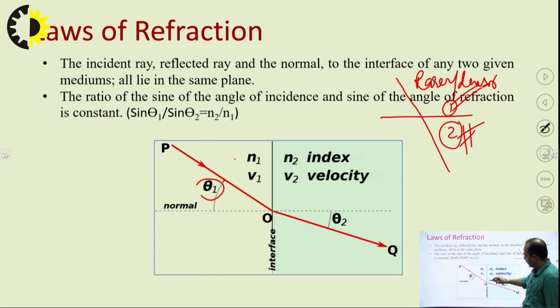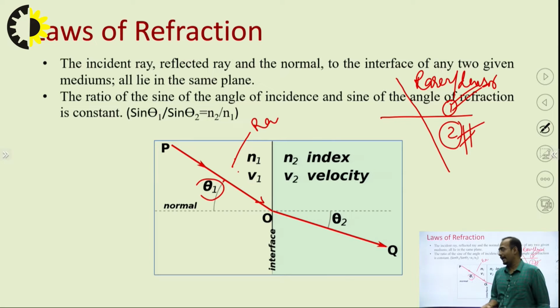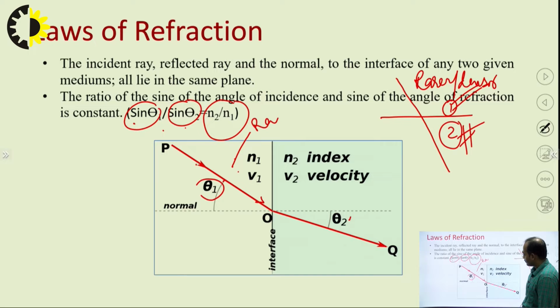It will make a different angle with this normal. If light is traveling from the rarer medium to the denser medium, then the incident ray will move towards the normal. So, it is clear that here the light is traveling from the rarer medium to the denser medium. This is the phenomenon of refraction. It follows Snell's law, which states that if the angle made by the incident ray with the normal is theta 1 and the angle made by the refracted ray with the normal is theta 2, then the ratio of sine theta 1 and sine theta 2 is equal to eta 2 by eta 1. This is Snell's law.